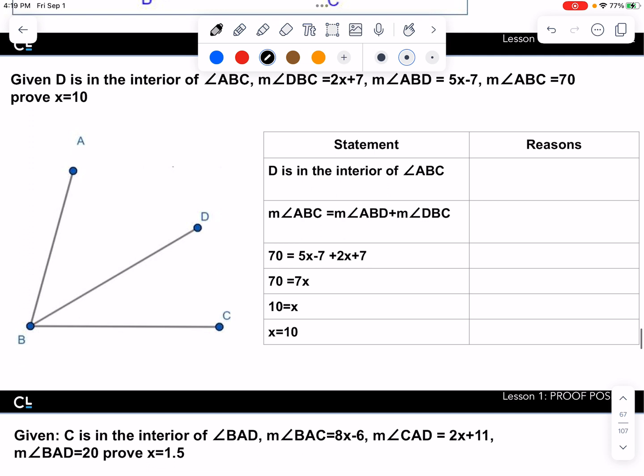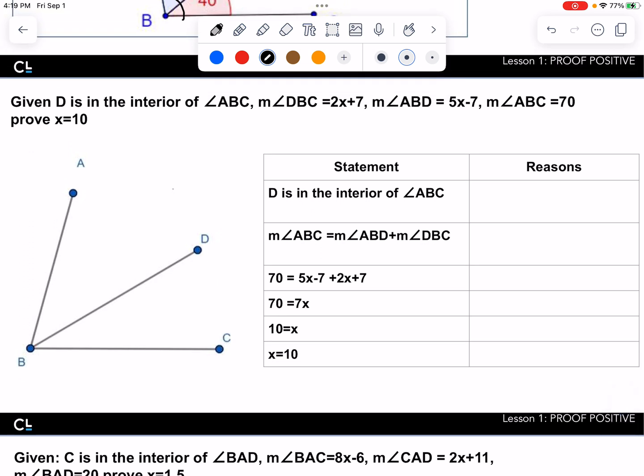Okay, so let's see an example. Here we have a picture and some things. So I'm going to start off by just labeling the picture. First, it tells me that DBC is 2x plus 7. So this angle here is 2x plus 7. It also tells me that ABD is 5x minus 7. ABD, well, that's this angle here. That's 5x minus 7. And then the full angle, ABC, is 70.